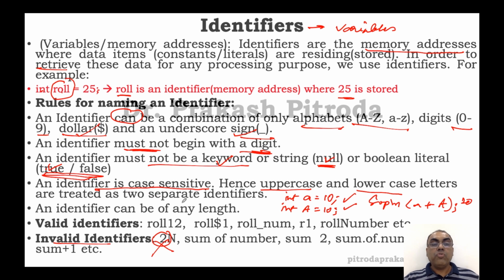So you can have separate variables with the same name as long as they differ in their cases. Roll all small is different from capital ROLL, which is different from R capital, small o, small l, small l. They are all different. And then it says the identifier can be of any length.